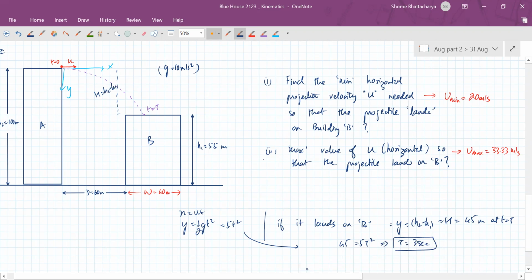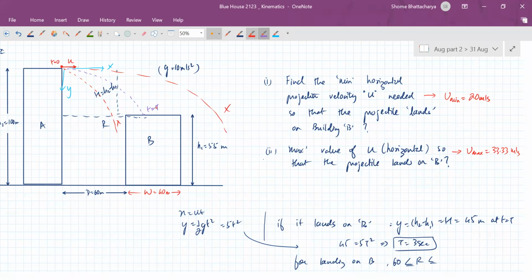Now, once you know it's 3 seconds, now for it to land on B, basically you can see that this range kind of thing from here to here, this R should be greater than 40, greater than equal to will also do, and less than equal to, sorry, 60, my mistake. D is 60. So it should be greater than equal to 60 so that it does not do this. We don't want this situation. We don't want this. Okay. And similarly, we don't want this kind of situation also. What we want is this kind of situation.